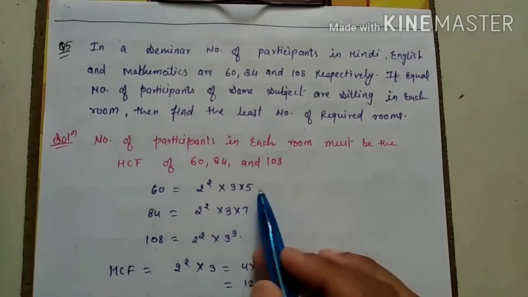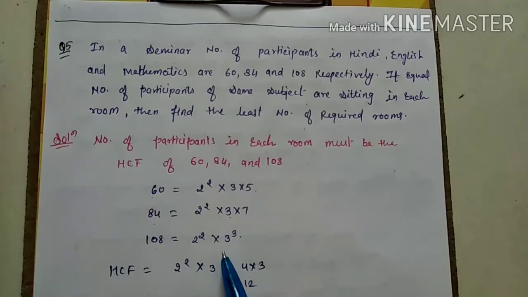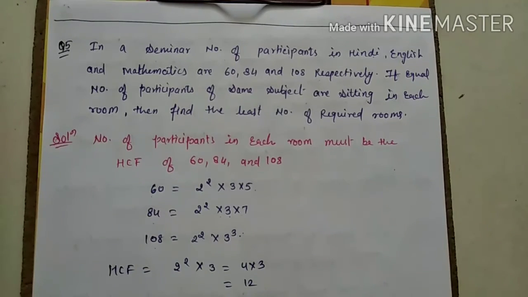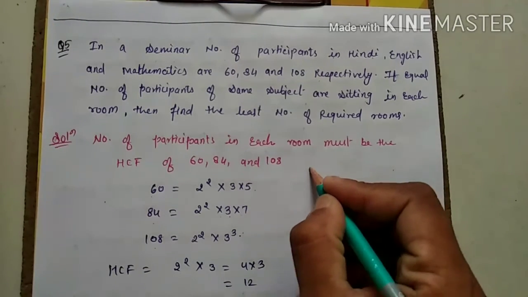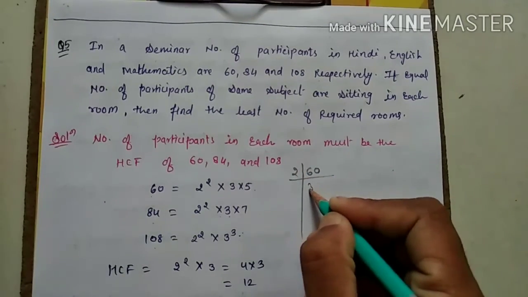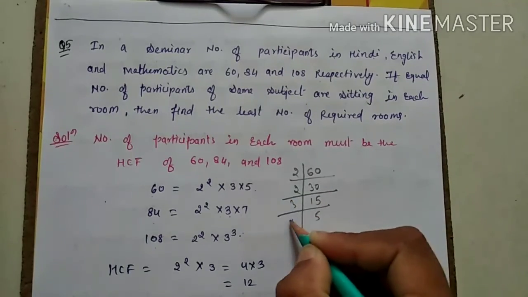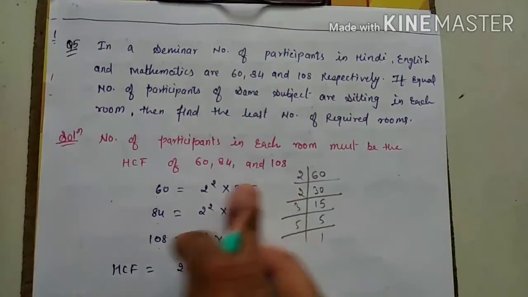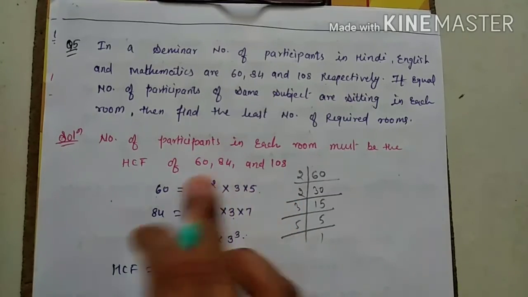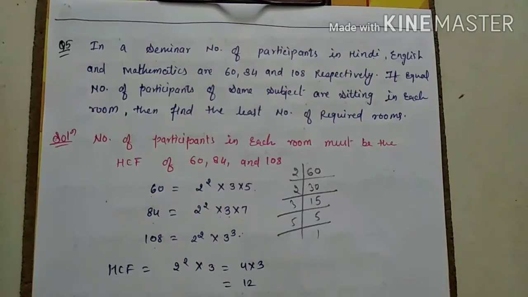So the factors I have done: 2's power 2 into 3 into 5; 2's power 2 into 3 into 7; 2's power 2 into 3's power 3. Correct? I have written here. I have done it directly because I don't think you require it again, but I am giving you one example for 60. For 60 I have taken 2, 2, 3s are, 2 15s are, 3 5s are. You are getting 2, 2, so 2's power 2, 3 into 5. So you have to do it that way. I am not solving again and again because now it's very easy. You have done it so many times.